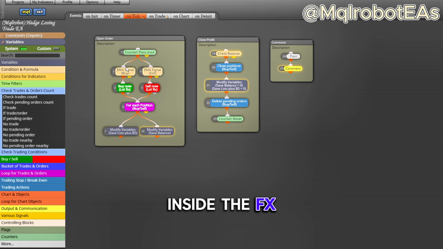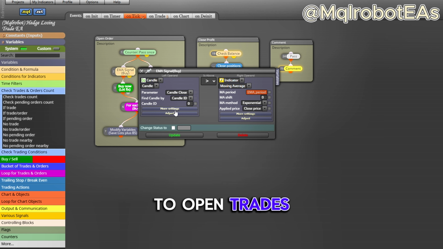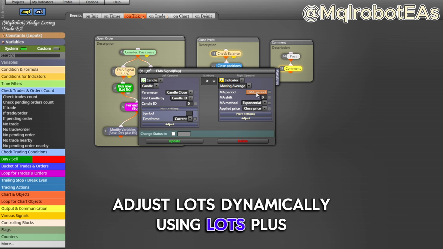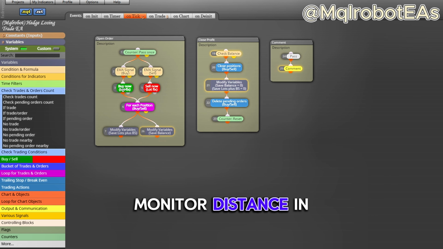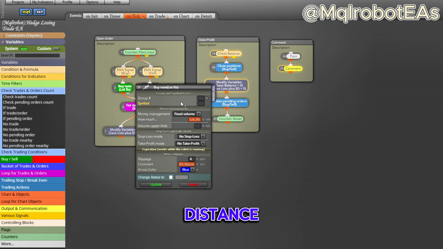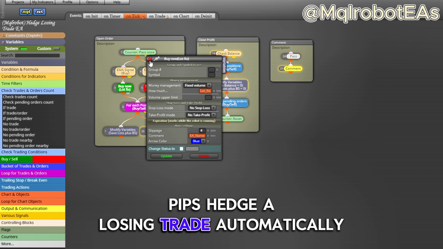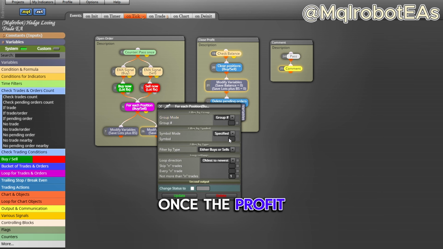Inside the FXdreema logic, you'll notice how we structure the EA to open trades based on EMA signals, adjust lots dynamically using lots, plus, and lots fix variables, monitor distance in pips with hedge distance pips, hedge a losing trade automatically when a loss is detected, and close all positions once the profit target or stop criteria is met.